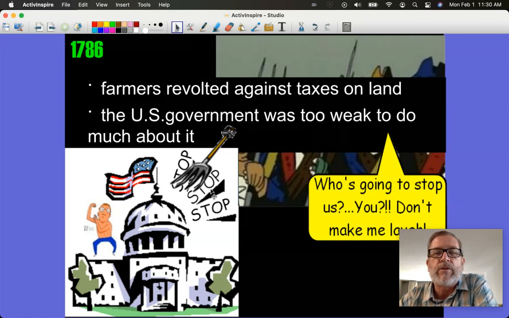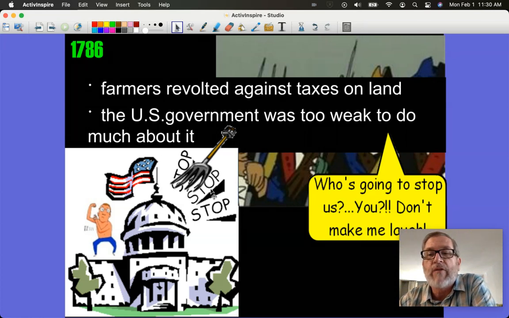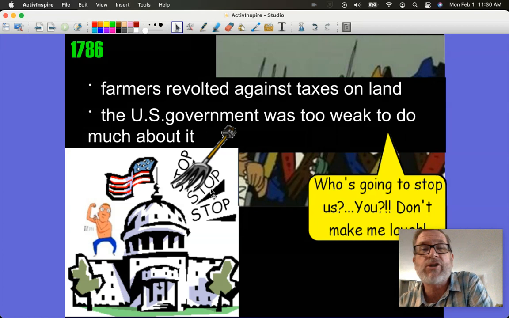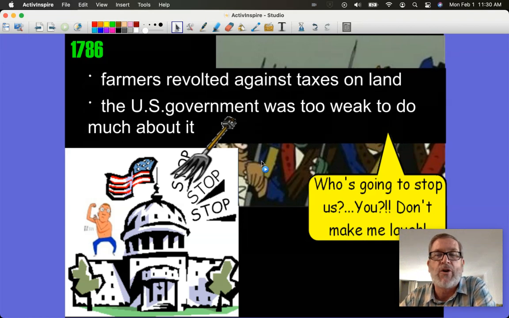What does the government do? Well, the national government doesn't really do anything because the Constitution doesn't give them the power to do anything, because the Constitution doesn't exist yet. Remember, all we have is the Articles of Confederation, and Congress doesn't even have the ability to raise an army to stop them.